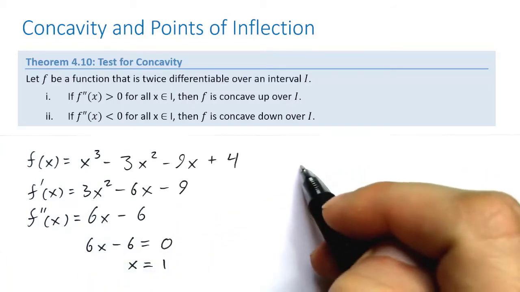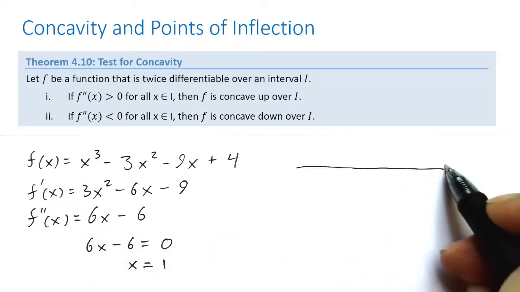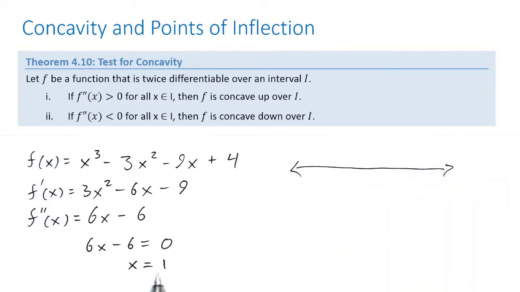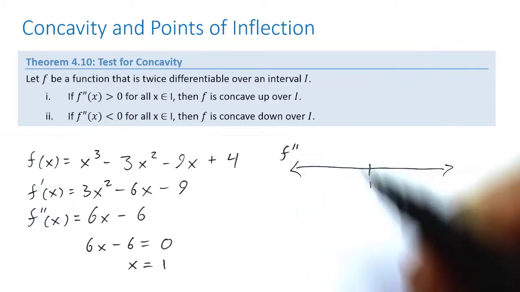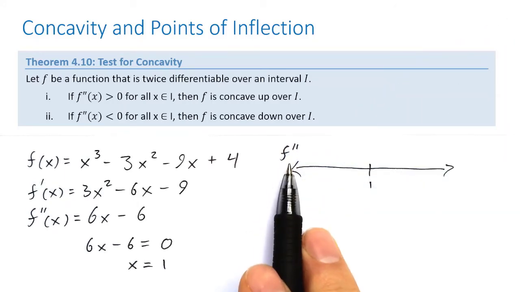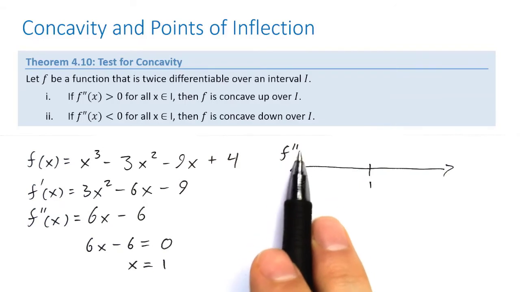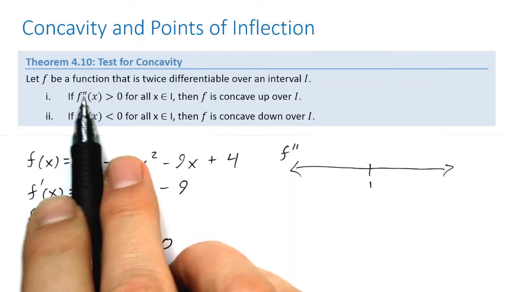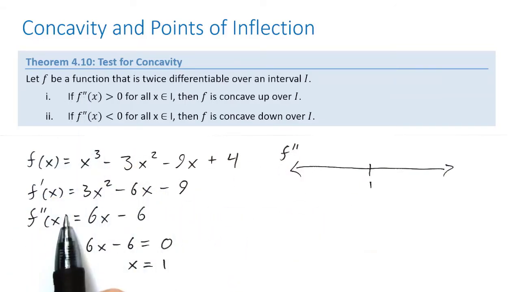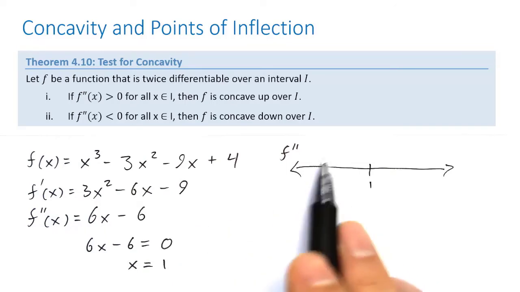Okay, so what I'm going to do is draw a number line over here. And I only have one number to plot, the number 1. Okay, so I'm going to be looking at the sign of f double prime. In the last videos, we looked at the sign of f prime, but here we want to know the sign of f double prime. So let's plug in a number less than 1 here.